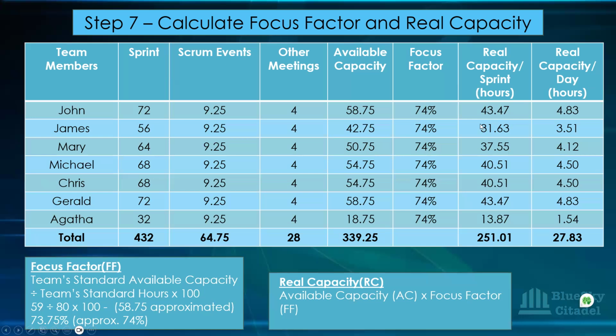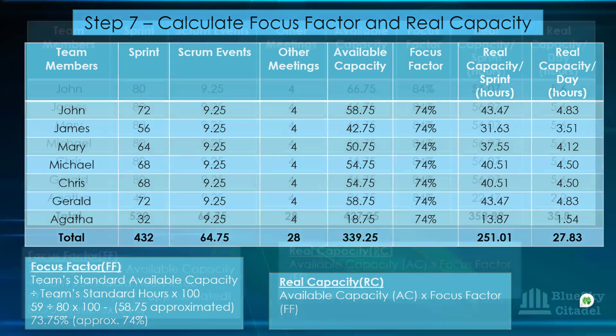So for John it would be 4.3 per day, which is roughly 44 hours for the sprint. James would be roughly 32 hours for the sprint. Mary will be roughly 38 hours for the sprint. These are now their real capacity for the sprint. And you can see we're coming from 520 and now we're getting to 251.01. So this is their total hours for the sprint, and this is their total hours per day, for real capacity.